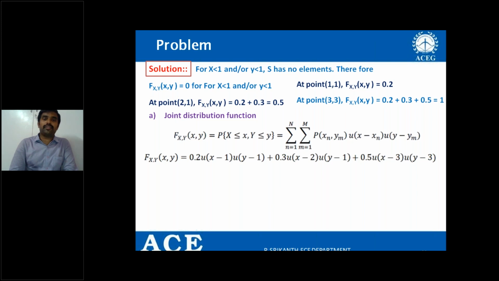P of 3 comma 3 is 0.5. Therefore, it is u of x minus 2, u of y minus 1, 2 comma 1. It is 3 comma 3. It is the way to write the expression for distribution function.